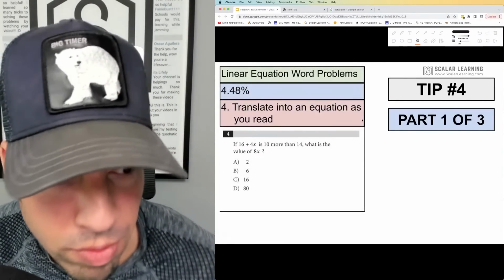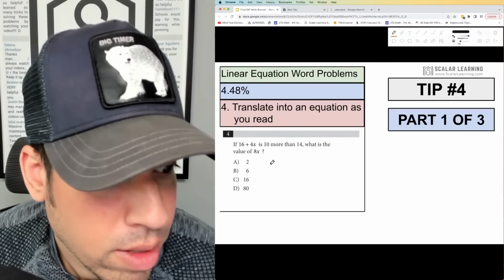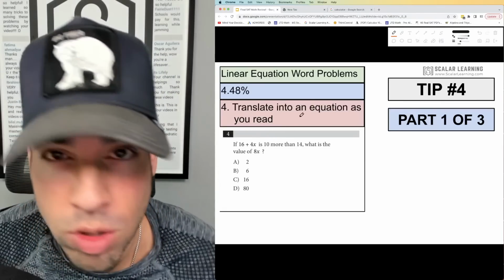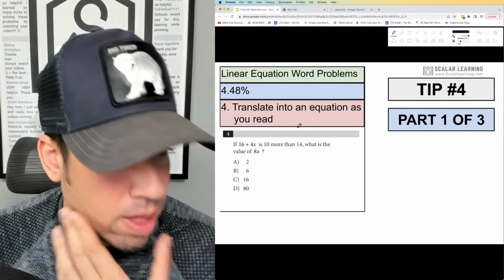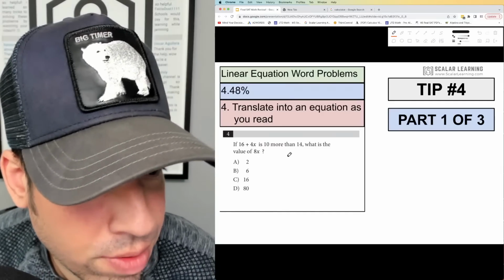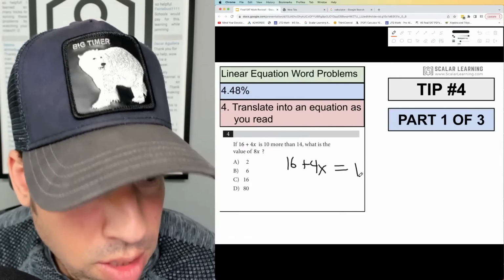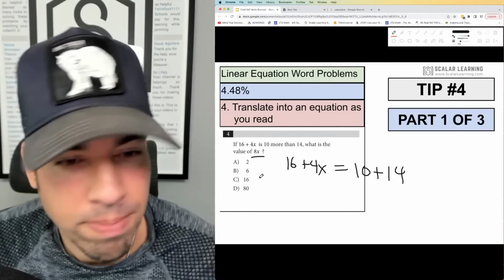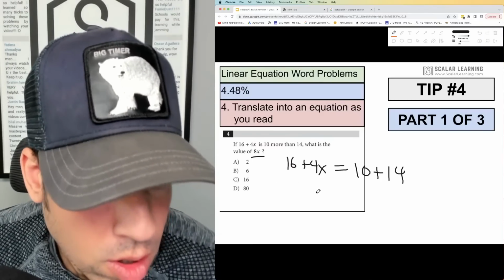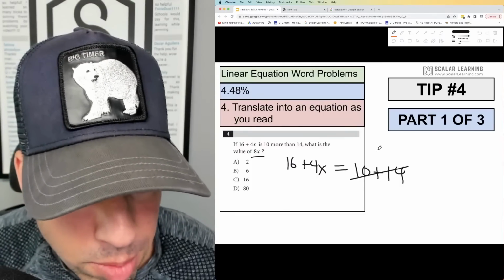All right, tip number 4, translate into an equation as you read. Okay, so watch this. And I do this all the time if you've seen my live streams. If 16 plus 4x is, that's like equal, 10 more than 14, what is the value of 8x? Look at that. We got our equation. I'll also show you a little shortcut here too. That's going to be 24.